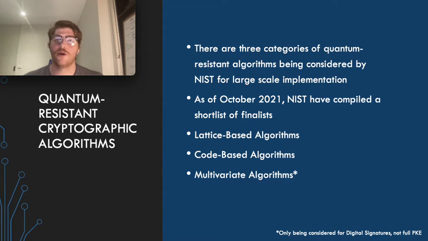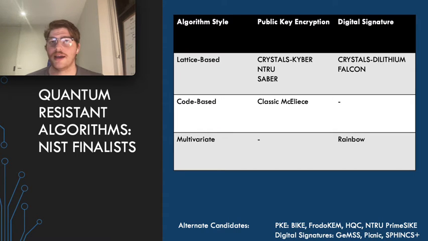Now, we will talk about NIST and the work currently being done to identify an algorithm that can be standardized, similar to the way that AES has been standardized. As of October 2021, they've got a short list of finalists. These are either lattice-based, code-based, or multivariate. So here's a graphical representation. We will talk further about Crystals-Kyber and Classic McEliece.